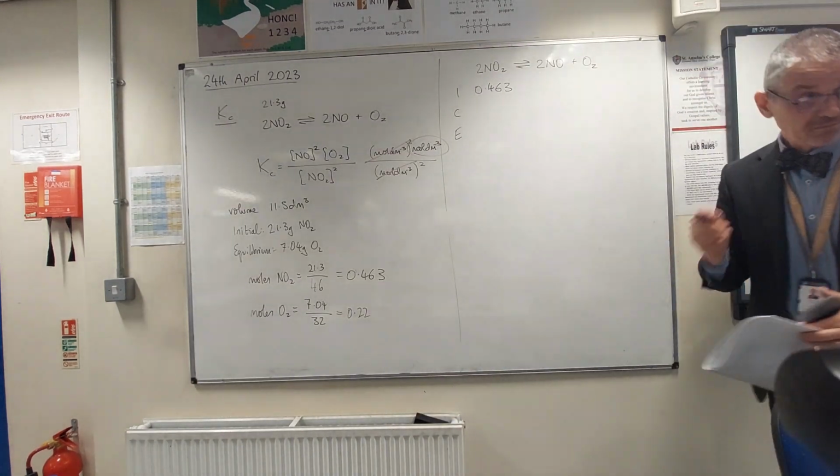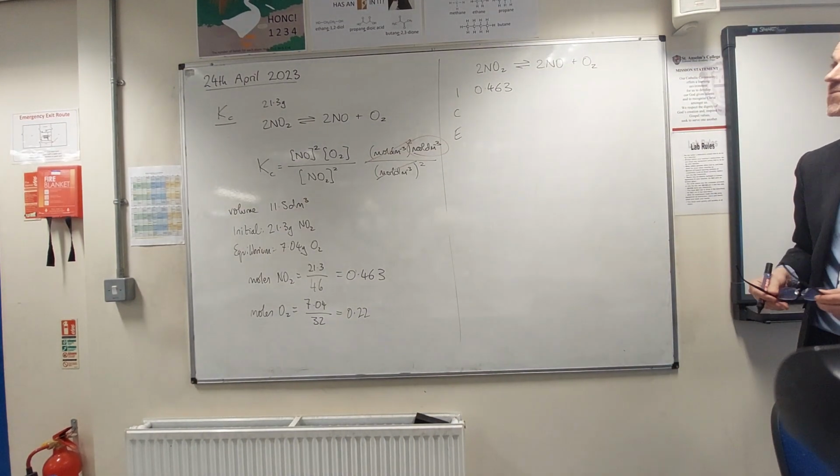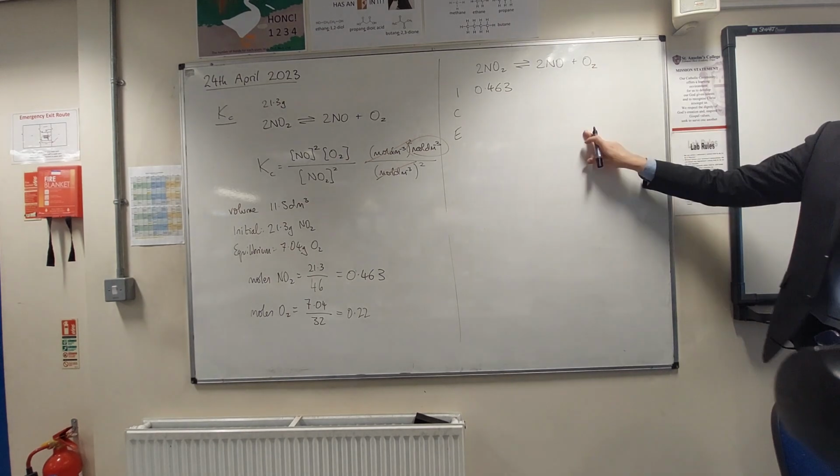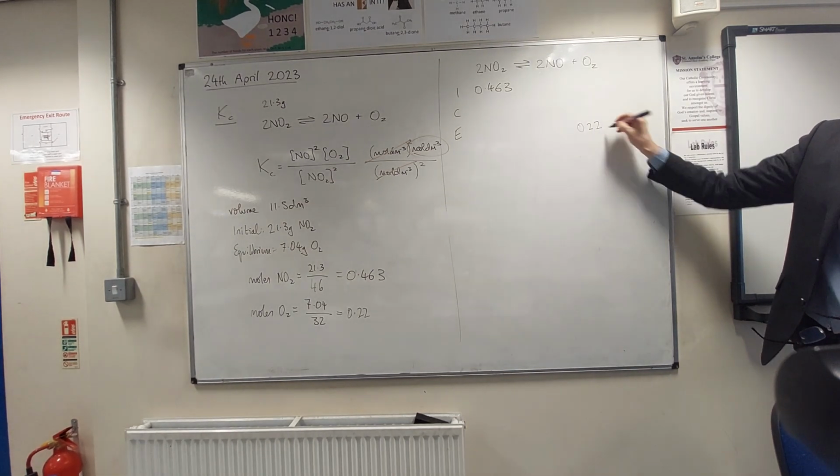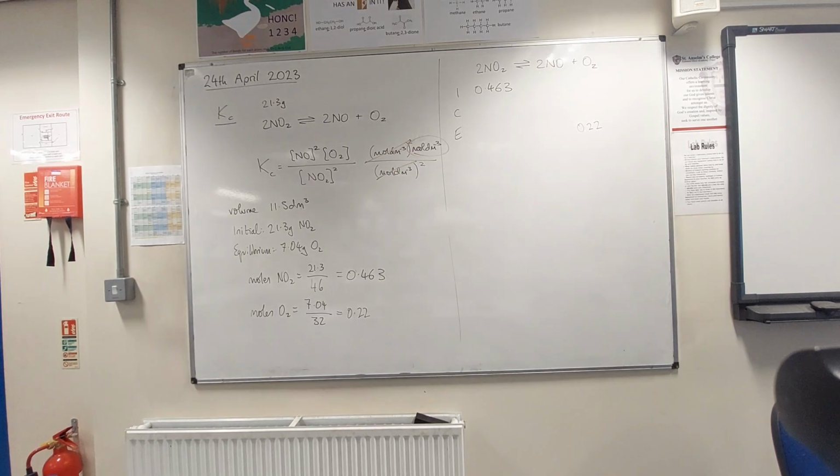Where does that go on my ice table? It's the equilibrium value for oxygen, so down there. Now what can we fill in?